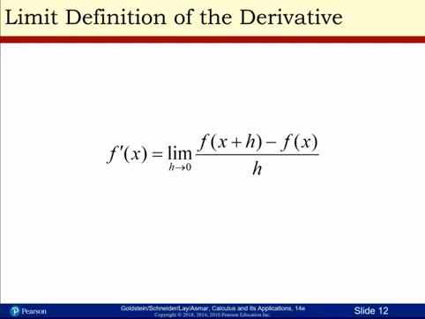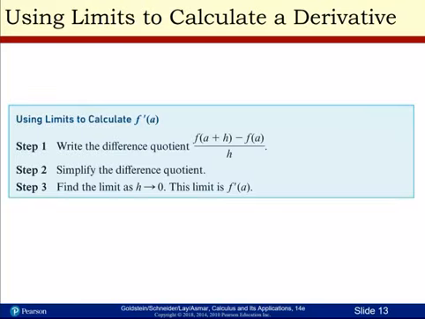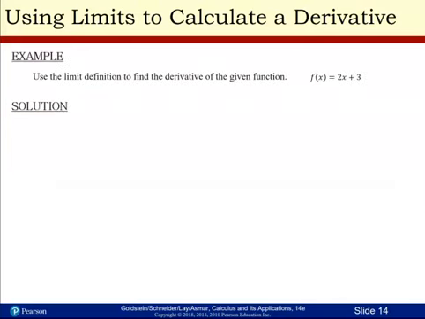Here's the limit definition of the derivative. f prime of x equals the limit as h goes to 0 of f of x plus h minus f of x all over h. When we use limits to calculate f prime of a, number one, we write the difference quotient, f of a plus h minus f of a all over h. Two, we simplify that difference quotient, and then step 3, we find the limit as h goes to 0. This limit is f prime of a.